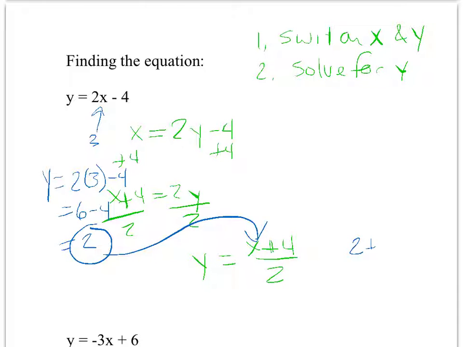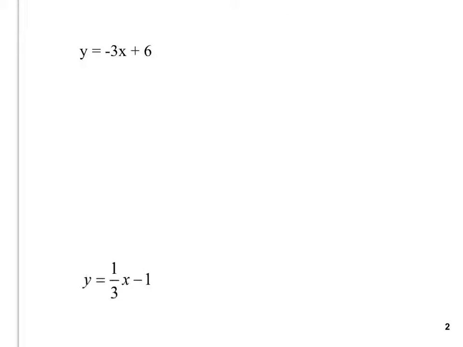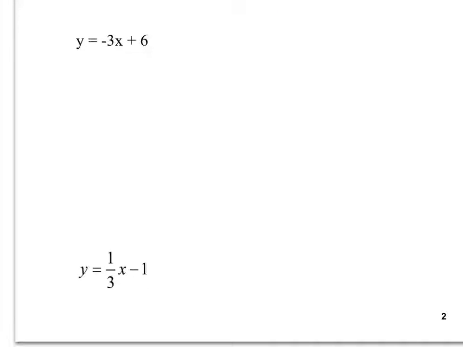I plug in 2 plus 4 divided by 2. 2 plus 4 is 6. 6 divided by 2 is 3. And so my inverse brought me back to the 3. So let's try this again. This is somewhere where you can hit pause and try it yourself. So we will go with finding the inverse.